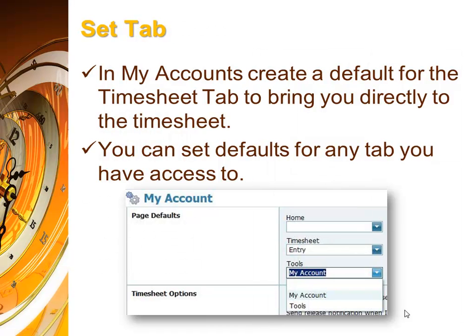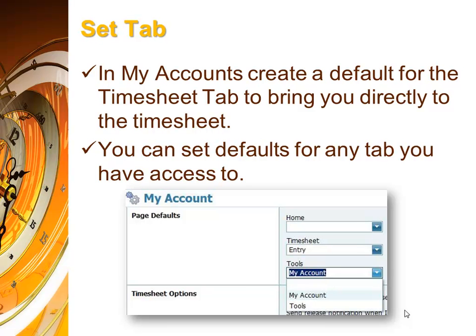In the Time Control My Accounts area, there is a default for each of the tabs to which you have access. You can set defaults for any tab you have access to. In My Account, for example, you might say, well, when I go into My Account, I'd like to see the Tools area. When I go into the Tools area, I'd like to see My Account. So you can pick for each of those tabs what you'd like.